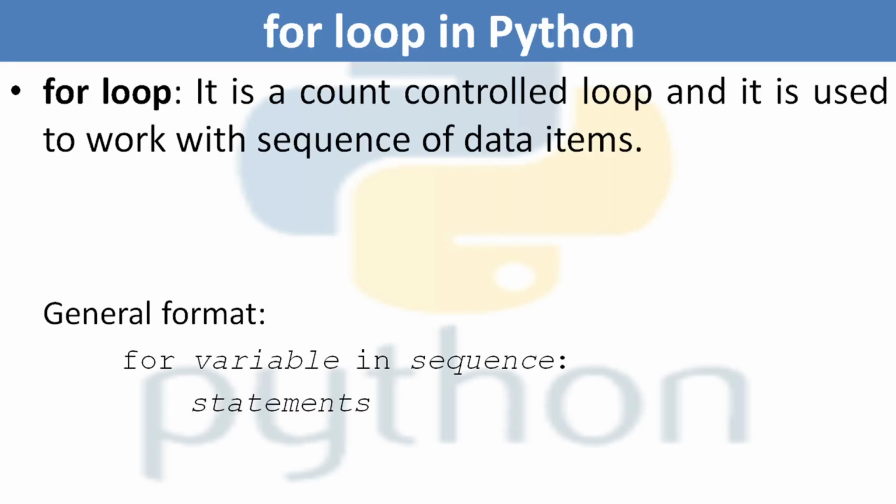So the for loop is a count-controlled loop and it is used to work with a sequence of data items. General format: we use the for keyword, then a variable which will hold the values from the sequence, in sequence, and then it will execute some group of statements for each value present in the sequence.